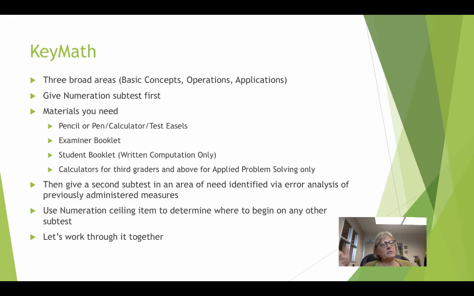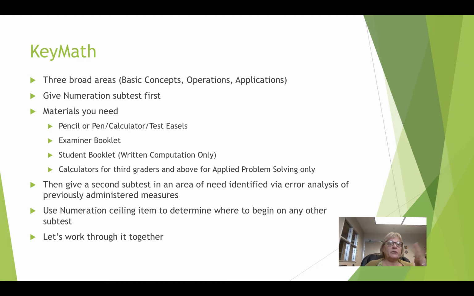KeyMath is by far the most complex of these measures. Remember that you're always going to give the numeration subtest first. You have to establish a basal item, which is 3 correct answers in a row. And then you have to establish a ceiling item, which is 4 answers incorrect in a row, and the ceiling item is the last one of those 4, the 4th one that they missed.